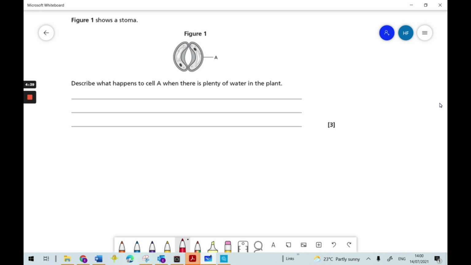Now the first step here is to identify cell A. And you should know that a stoma is made up from two guard cells, which are a type of specialised cell found on the outer surface of leaves. So cell A here, this is actually a guard cell. So I shall just write guard cell.